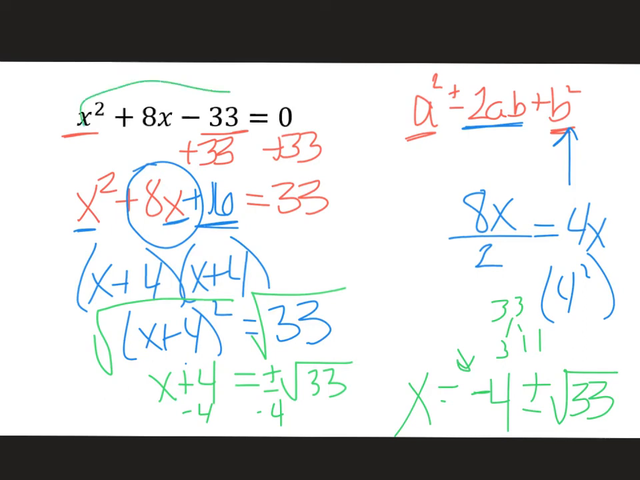We could have taken this and used the quadratic formula if we wanted, but when it's just x squared and your middle term is even, completing the square is a good option.